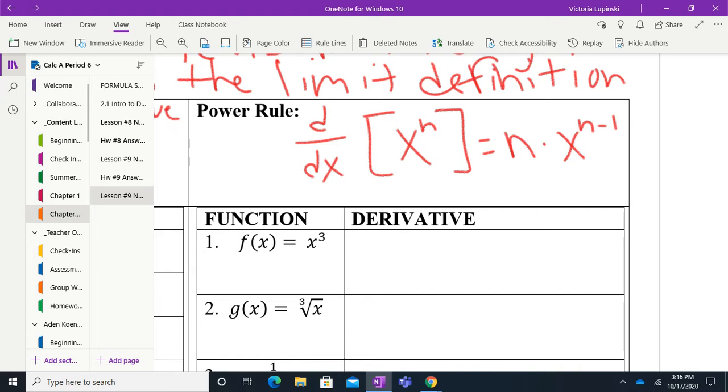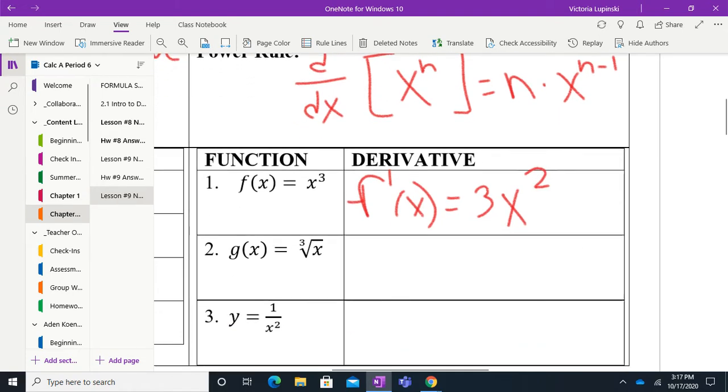f of x equals x cubed. If you're going to take the derivative of f of x, you're of course going to call it f prime of x. Based on the formula here, you're going to bring the exponent down to the front, which would be 3. You are then going to take the exponent to the 1 less power. So 3 minus 1 would give you a 1 less power of 2, which means that the derivative is equal to 3x squared.